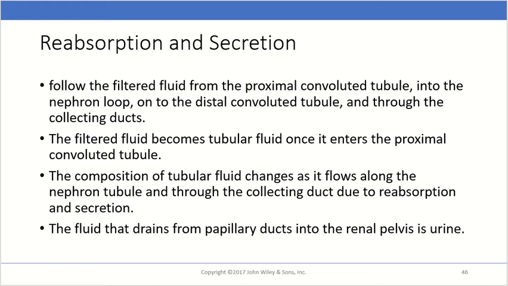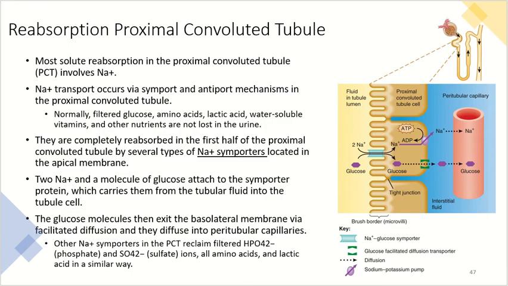And the composition of the tubular fluid is going to change as it flows along that nephron tube and through the collecting ducts. And this is due largely to the reabsorption and secretion of various solutes. The fluid that drains from the papillary ducts into the renal pelvis is what is going to be ultimately known as urine. So looking at the reabsorption that's going to occur in the proximal convoluted tubule, most of the solute reabsorption in this proximal convoluted tubule is going to involve sodium.